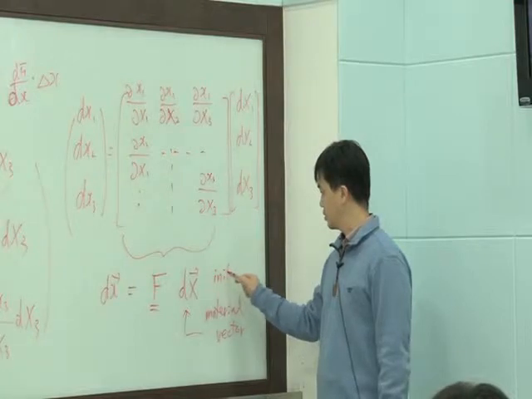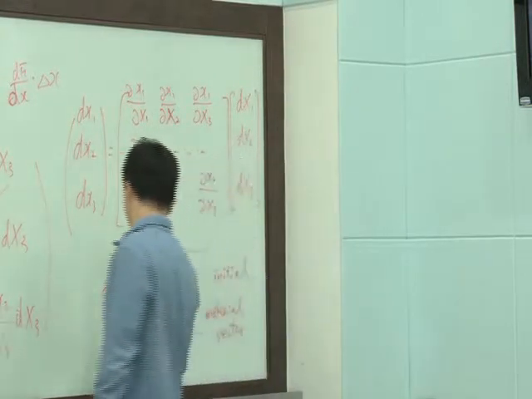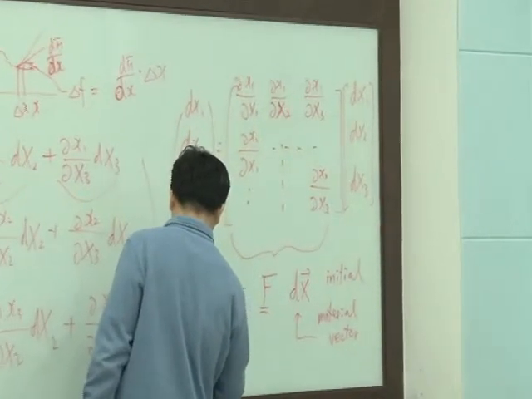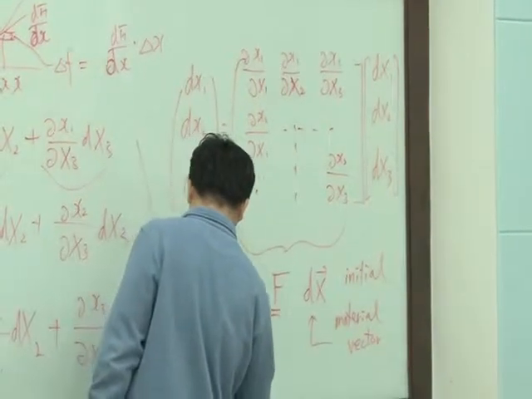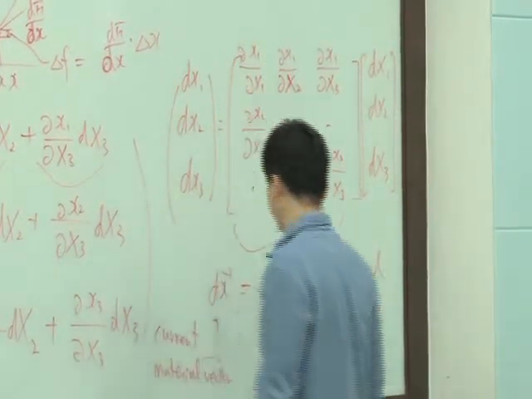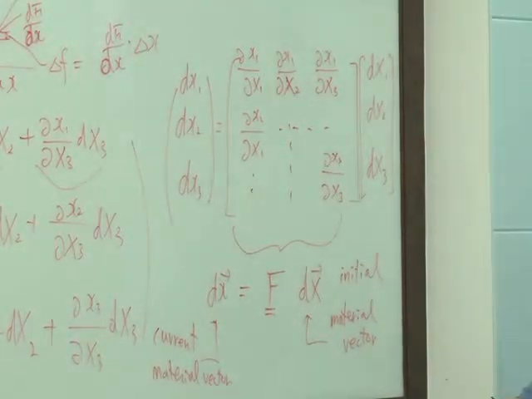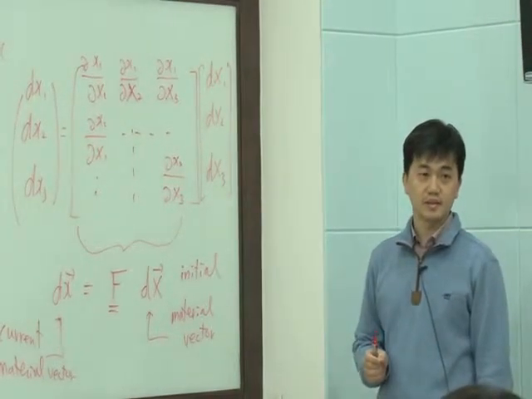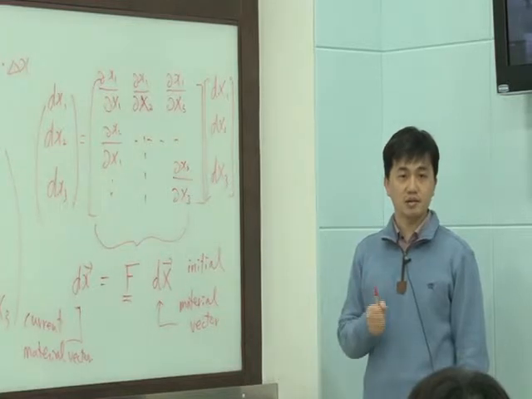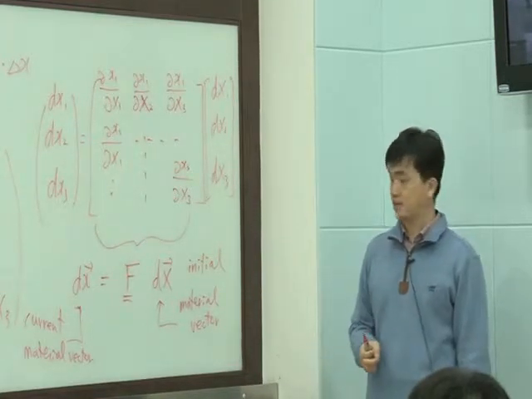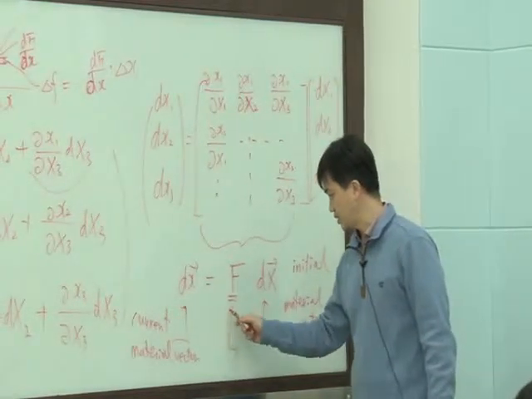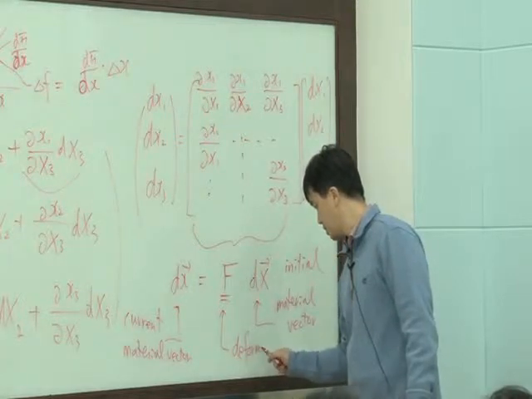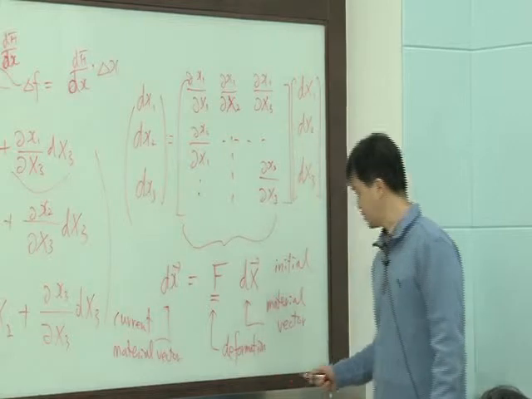This is the initial material vector. This is the current material vector. So here the matrix F gives us the relation between the current material vector and the initial material vector. And the name of this is the deformation tensor, or deformation matrix. Let's say just deformation matrix.